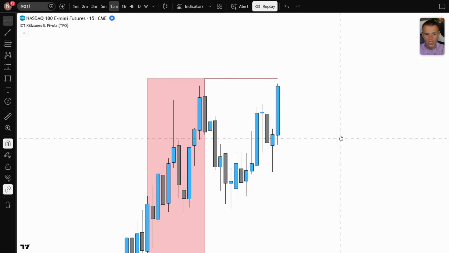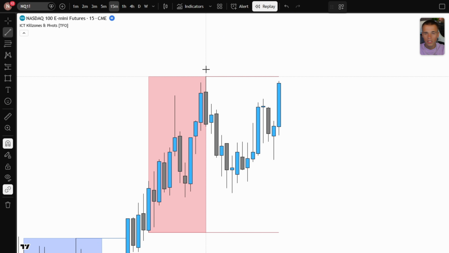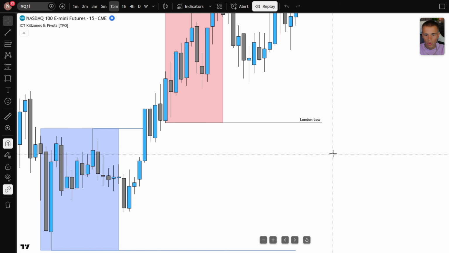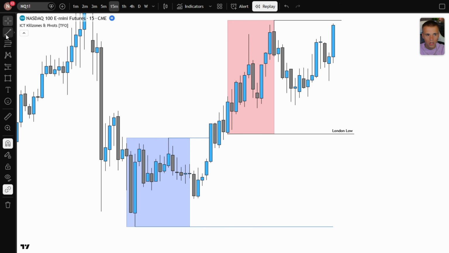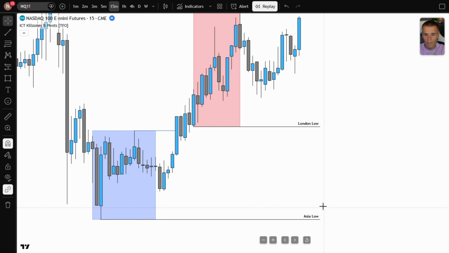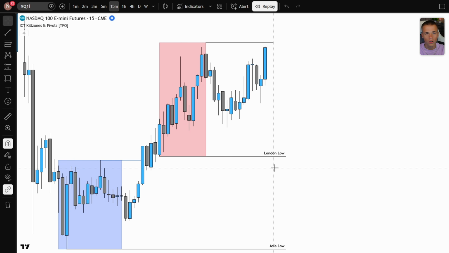So right now what we can actually do, which is a smart trick, because some of you maybe want to take partials, we can mark out these guys manually, and then of course we can write London low and basically we can write Asia low. This is just a trick that maybe it's going to be easier for you to understand what low or what high we are dealing with. So this is, for example, an Asia low and then a London low. So now that we are in the position, we know exactly which low we are coming across.